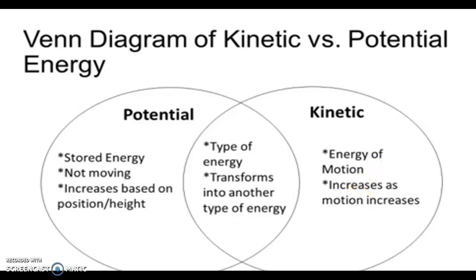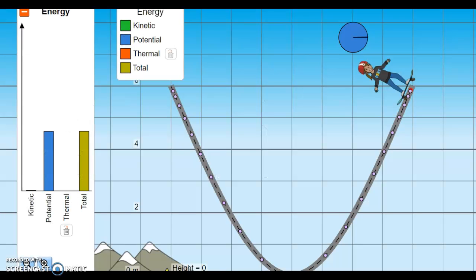I will be showing you a simulation, thanks to the University of Colorado for this free simulation application that is very useful for you to visualize kinetic and potential energy. So look here at our legend. The green color is for kinetic energy, and the blue color is for potential energy. The orange color is for thermal, and this yellow-green color is for the total energy.